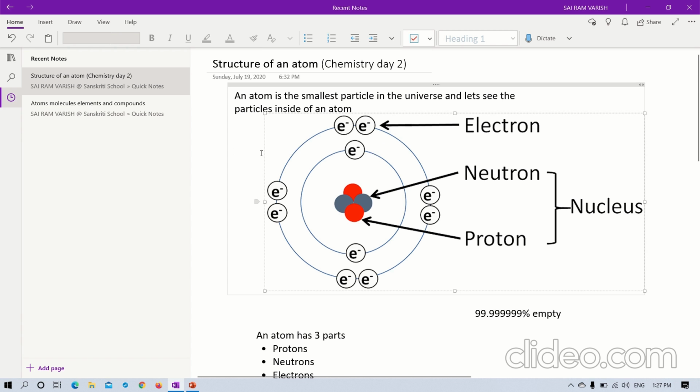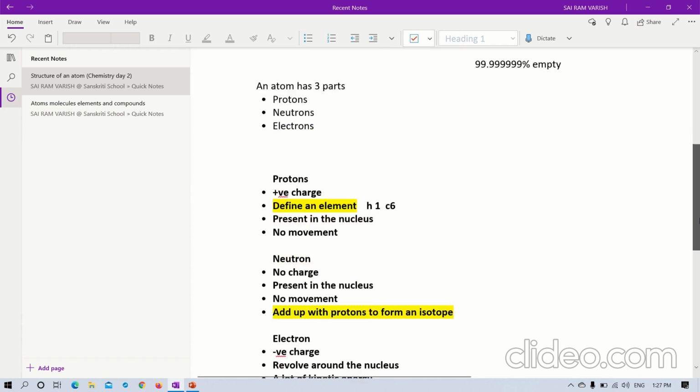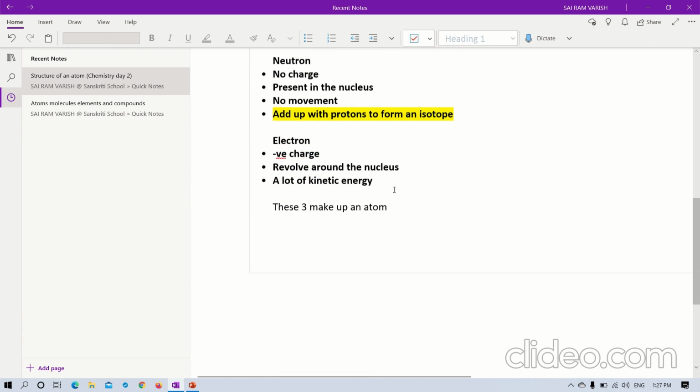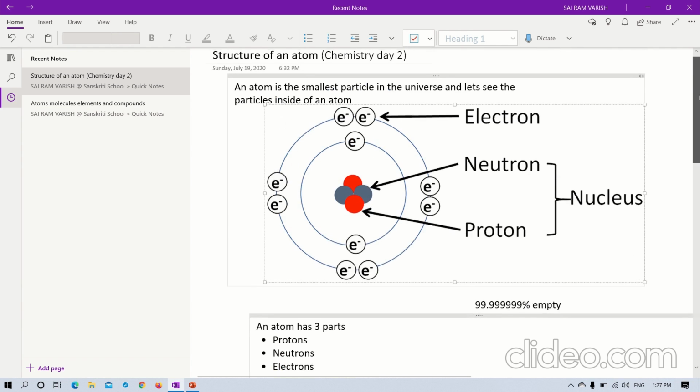And there's an interesting physics behind this. You can go and research it in Google. Let me give you a hint. It's all because of electromagnetic force. So electrons have a negative charge. They revolve around the nucleus and they have a lot of kinetic energy, a lot. So that's why they revolve around the nucleus.